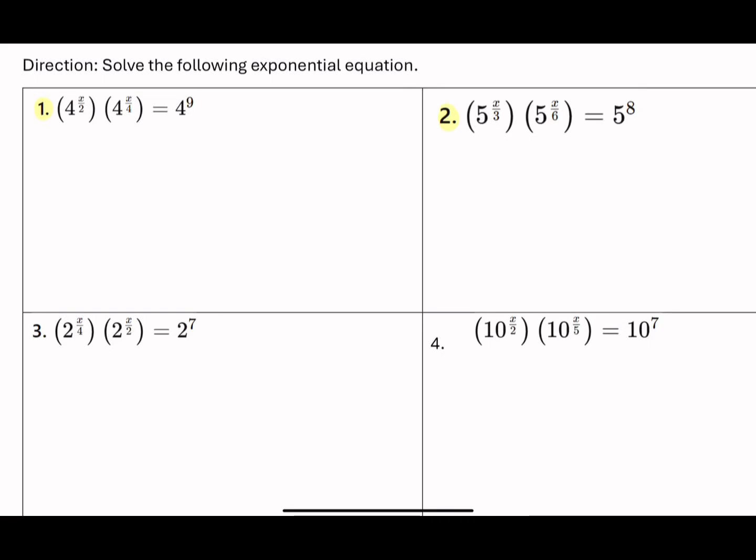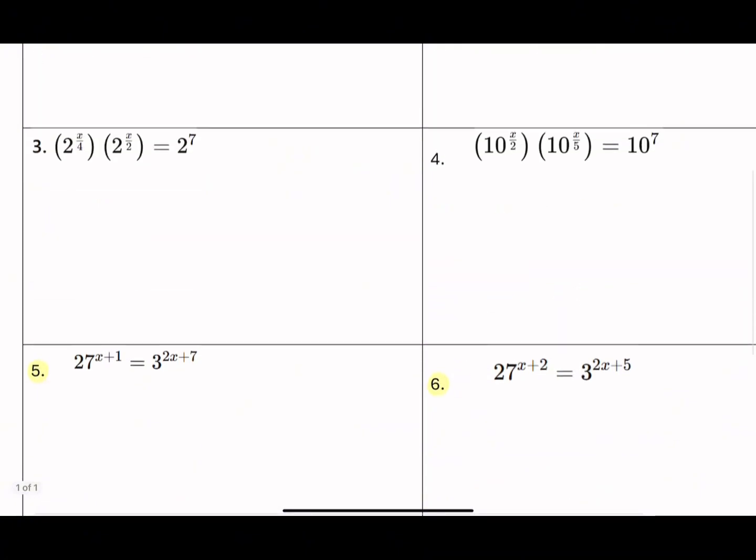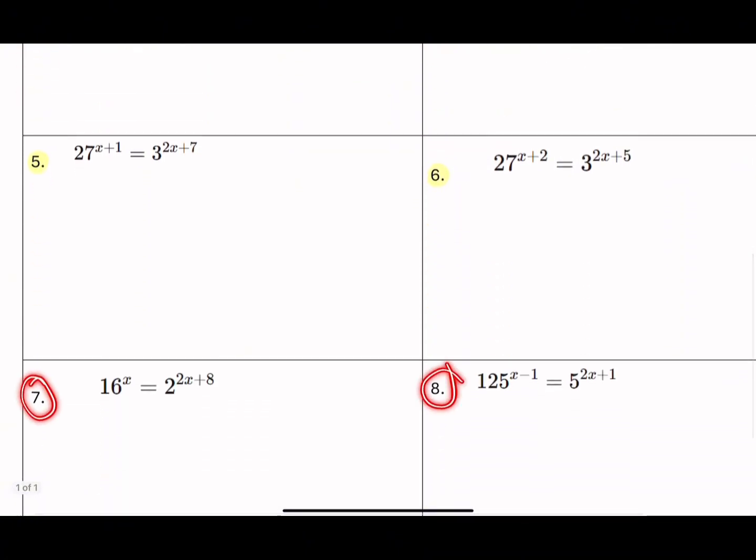Hey guys, today we're going to solve exponential equations. I'm going to explain number 1 and number 2, number 5 and number 6. You're going to do number 3, 4, 7, and 8. Let's start.